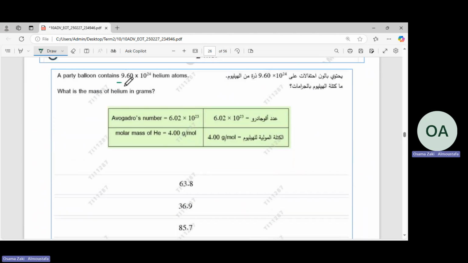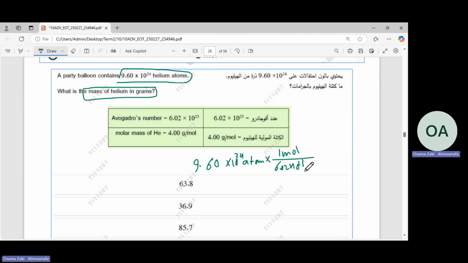Here we have particles or atoms, and we need to find the mass in grams. So first we have to convert from particles to moles, then from moles to mass. The first step is 9.60 times 10 to the power 24 atoms, multiplied by 1 mole over 6.02 times 10 to the power 23 atoms. So we cancel the atoms and we get the answer here.